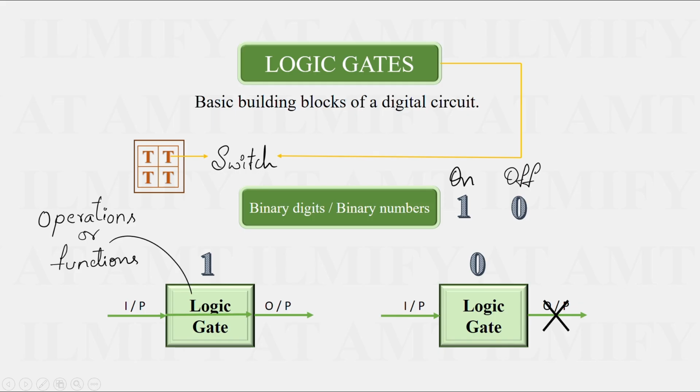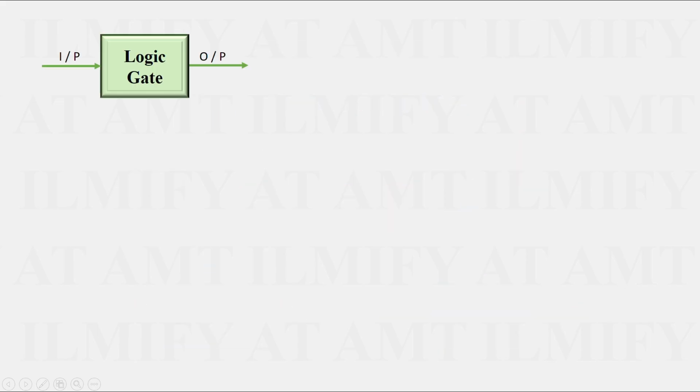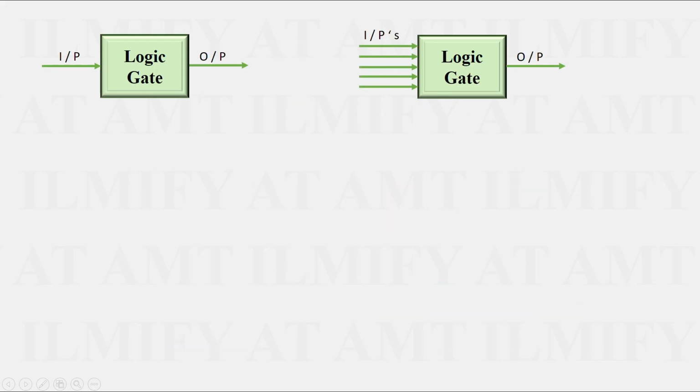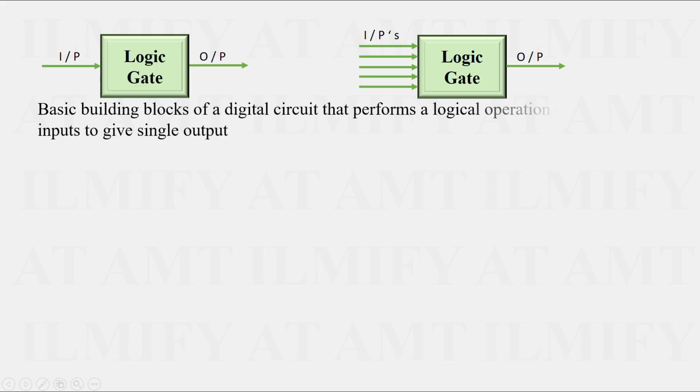The logic gates can have one input or more than one input. It depends on the circuit we are designing, but the output is going to be only one. So we can say logic gates are basic building blocks of a digital circuit that performs a logical operation on one or more inputs to give a single output.